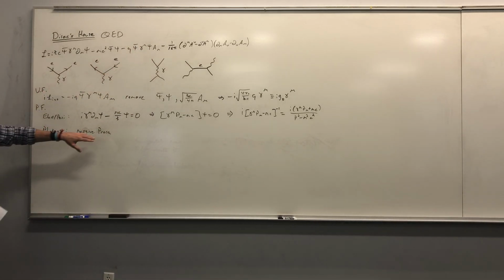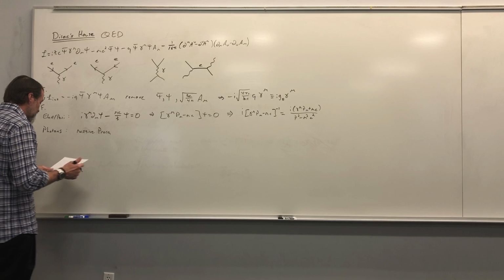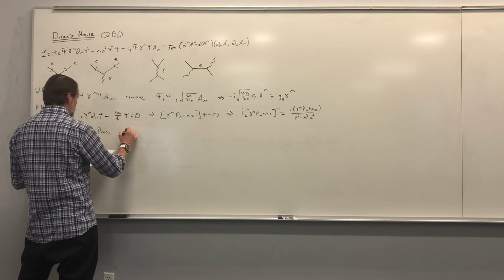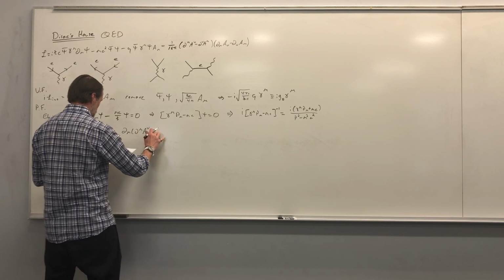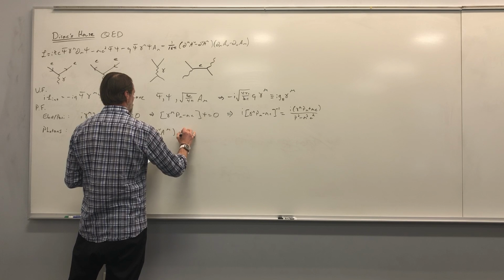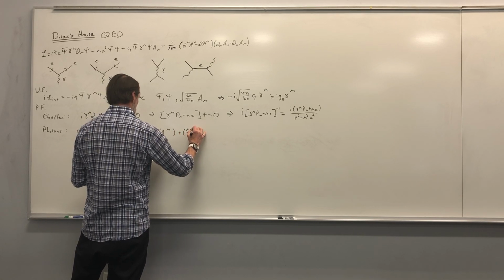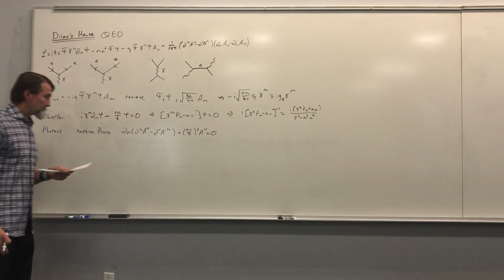It comes from varying this and setting the variation to 0 with respect to the A field, and then you get an equation of motion for the gauge field A, and that's going to include the free Proca part. So the Proca equation is d mu (d mu A nu minus d nu A mu) plus (mc over h bar) squared A nu equals 0.